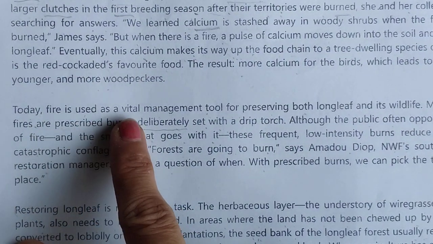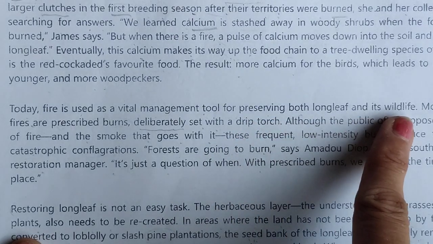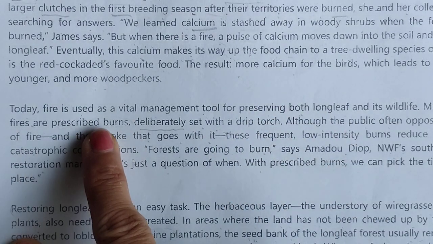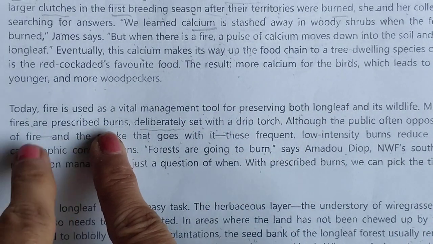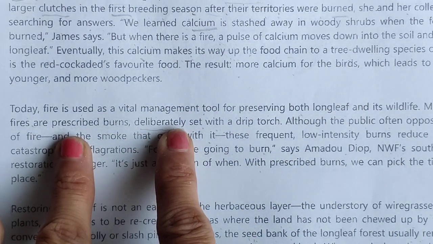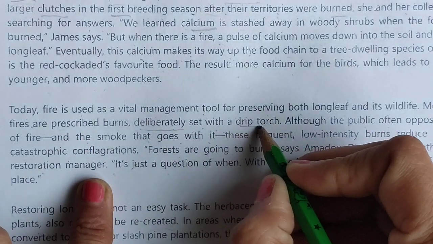Fire is used as a vital management tool for preserving both longleaf and its wildlife. Most of these fires are prescribed burns. I think this would be the answer: deliberately set with a drip torch. So this won't be the answer.